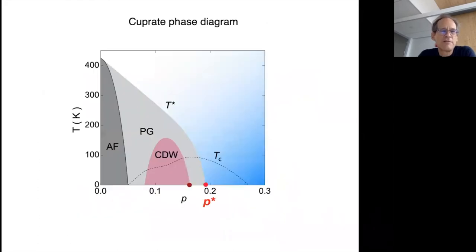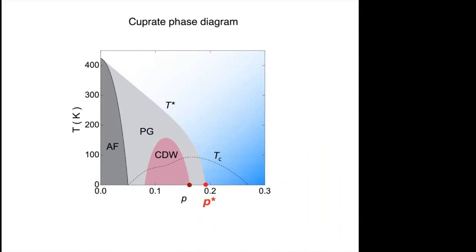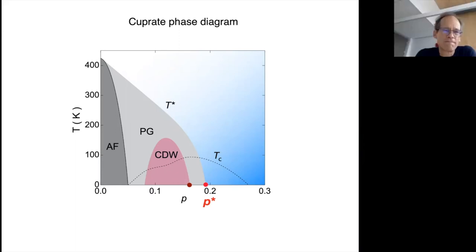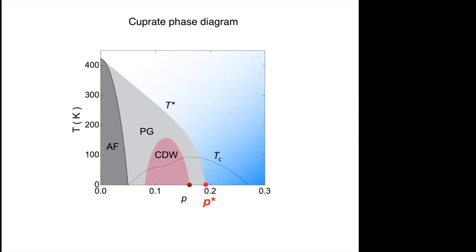Now I want to mention another completely different experimental probe of the pseudogap phase. And maybe I should keep track of time. Can someone tell me roughly how much time I have left? Maybe Jan or? Hang on a sec. So you have about 20 minutes. 20 minutes, okay. Maybe you can tell me when I have 5 minutes left. That would be helpful.